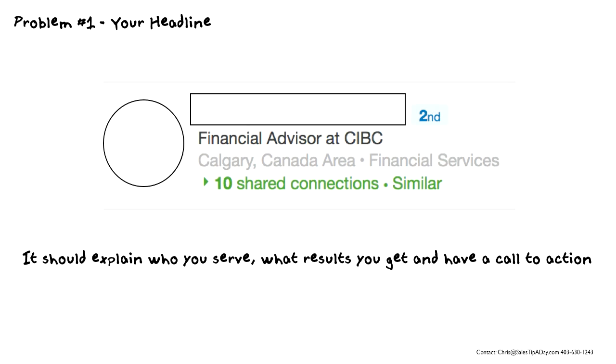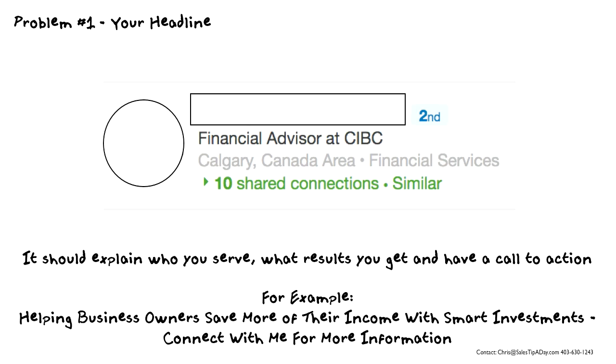For example, this one was originally geared towards financial investors, so that's why you see some financial investor wording here: helping business owners save more of their income with smart investments. Connect with me for more information. If you're a bookkeeper, it could be: helping business owners get peace of mind with their finances. Ask me how, connect with me for more information. That's the sort of thing that you can do.